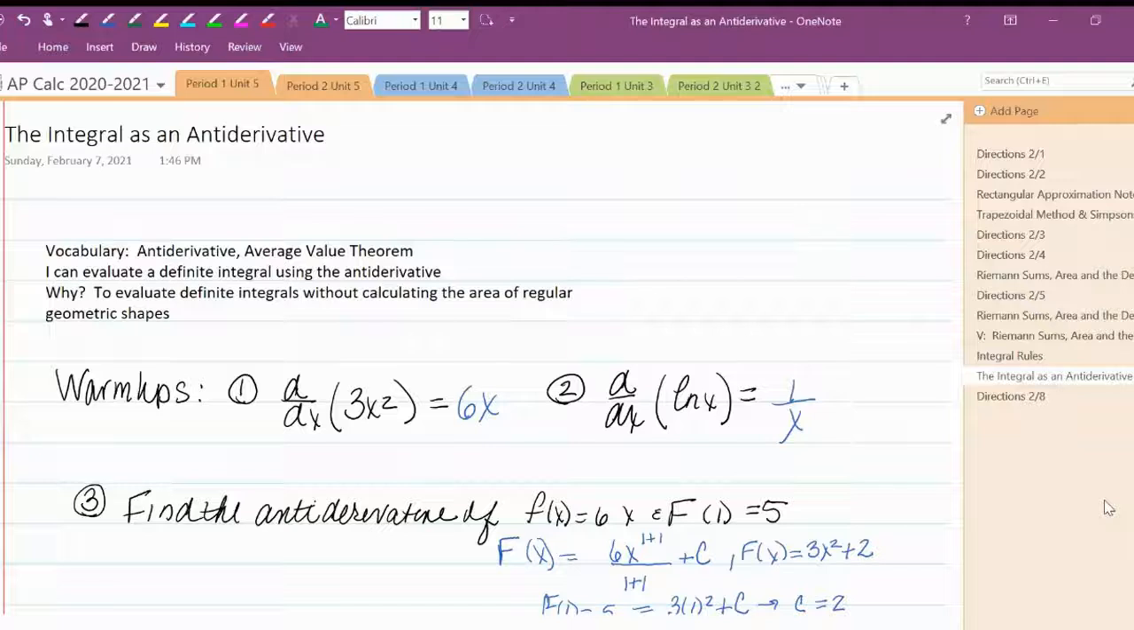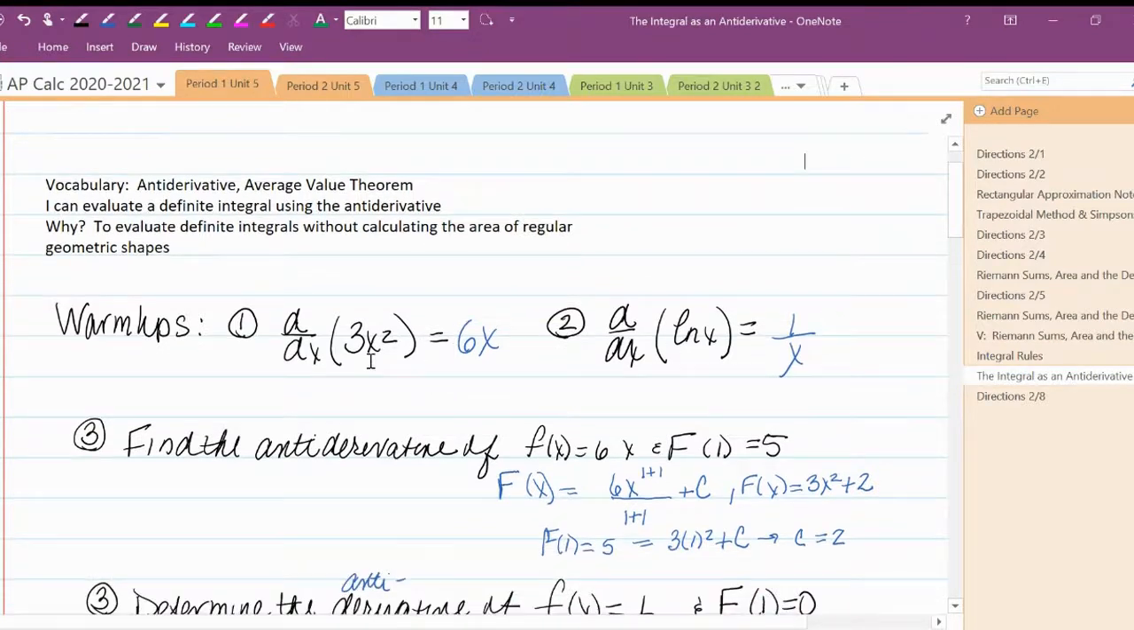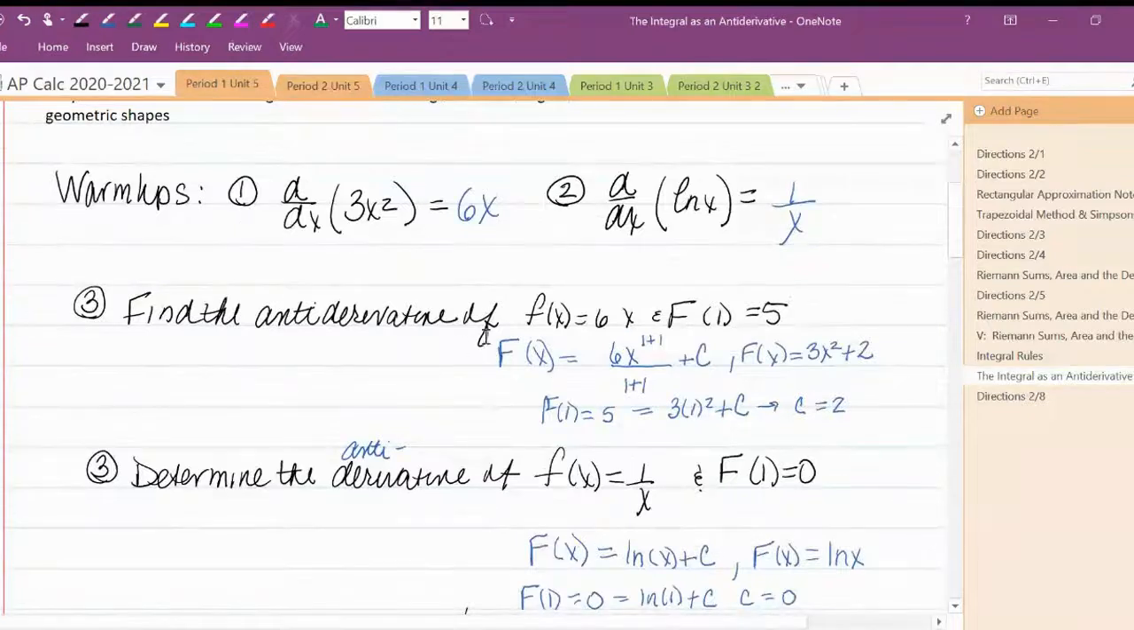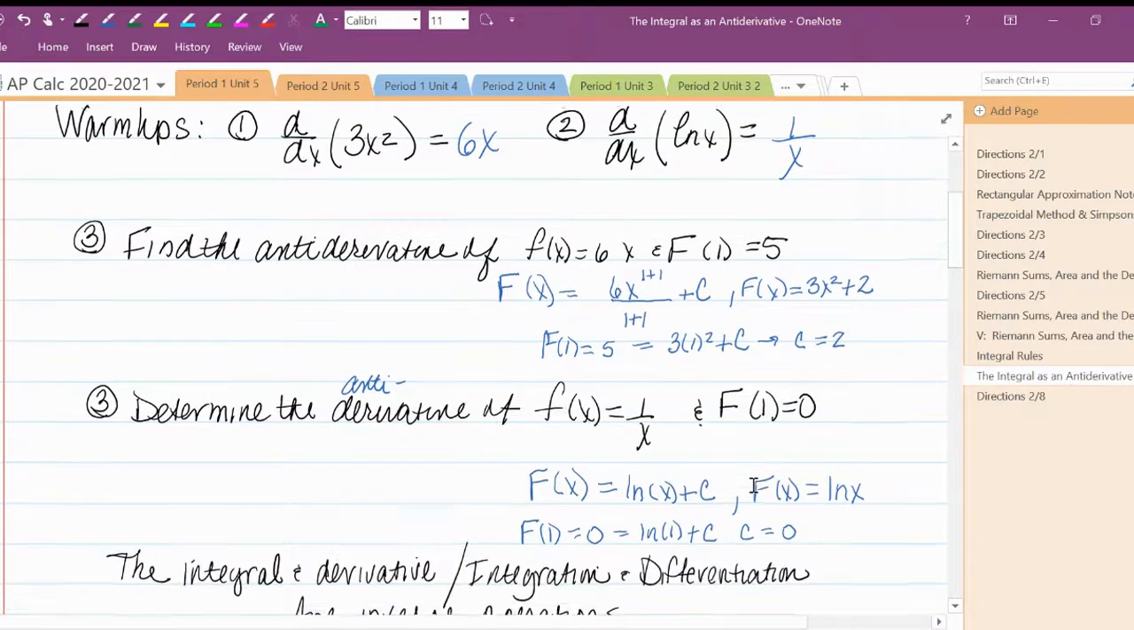In this lesson, I'm going to talk you through the notes here for the integral as an antiderivative. So we did a couple of warm-up exercises where we differentiated and two where we antidifferentiated or found the antiderivative. In both cases, we had to use the condition that this point has to be satisfied by the antiderivative, and this point has to be satisfied by the antiderivative. Thus, we solve for our constant of antidifferentiation.